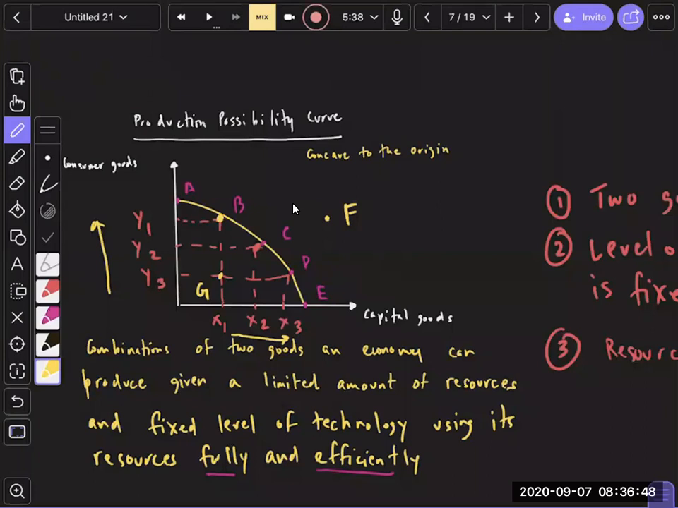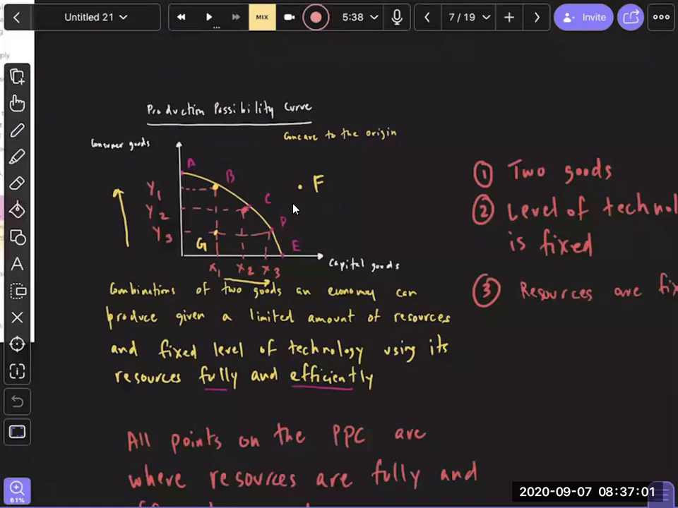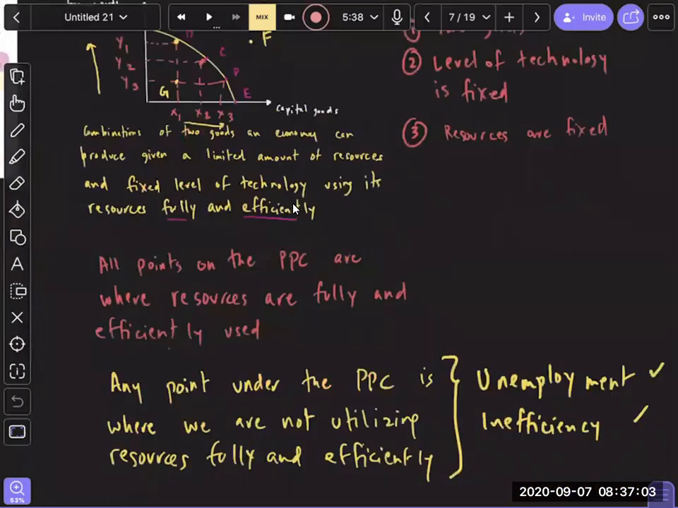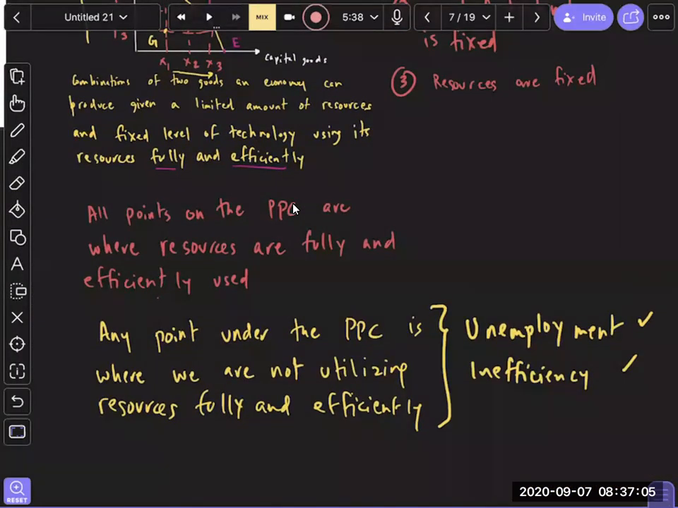And even if we use our resources fully, what if you are not using them efficiently? That's also a problem, which means again you will not be on your PPC. Does that make sense? Is there any question before we move on? Isn't it unrealistic for an economy to use all their resources fully and efficiently?